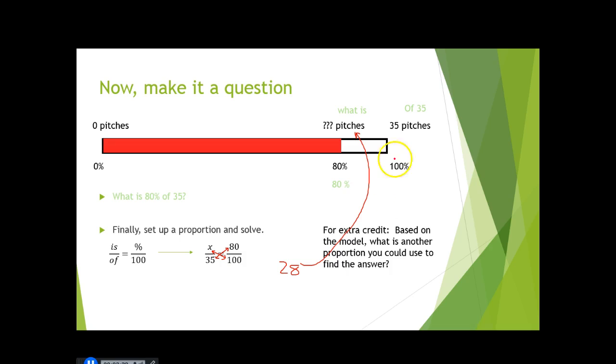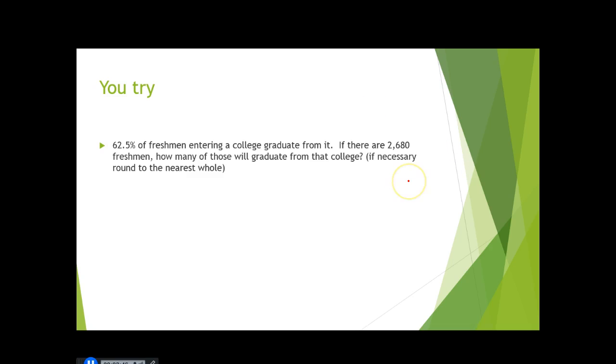Think about other ways you could set up a proportion based on this model. Does it have to always be the is over of, or could you set it up separately based on this model?